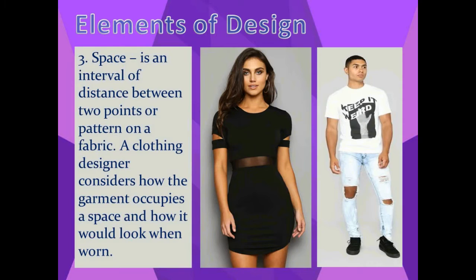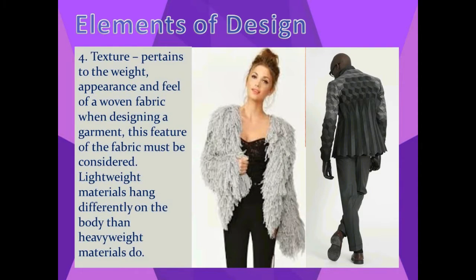The third element of design is space. It is an interval of distance between two points or patterns on a fabric. A clothing designer considers how the garment occupies space and how it would look when worn, just like the sample pictures. Number 4 is texture. It pertains to the weight, appearance, and feel of a woven fabric. This feature of the fabric must be considered when designing a garment. Lightweight materials hang differently on the body than heavyweight materials do.